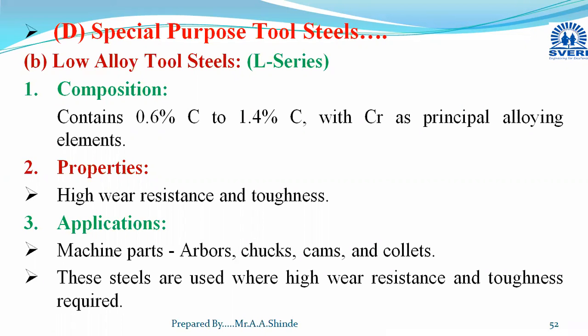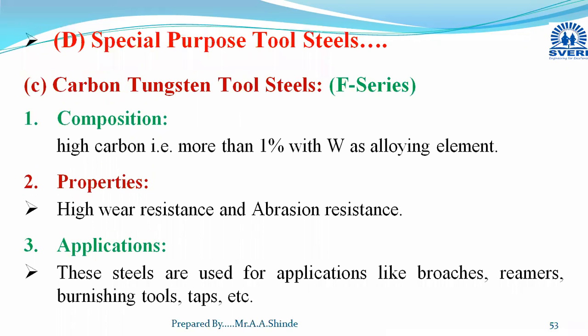And these steels are used for manufacturing of different machine parts like arbors, chucks, cams, or collets. And these steels we can use where high resistance or toughness is required. Okay, these are the composition, properties, and applications of low alloy tool steels denoted by the L series.